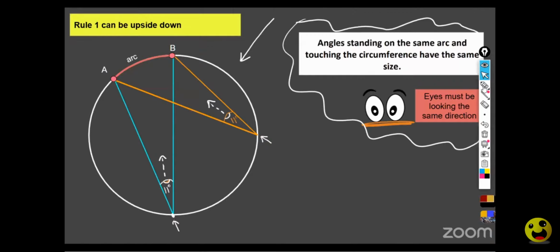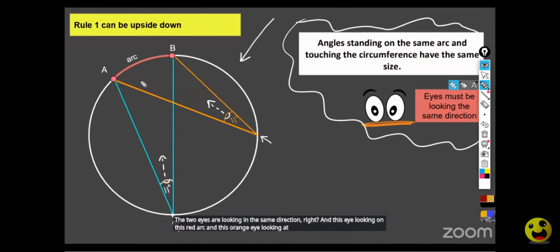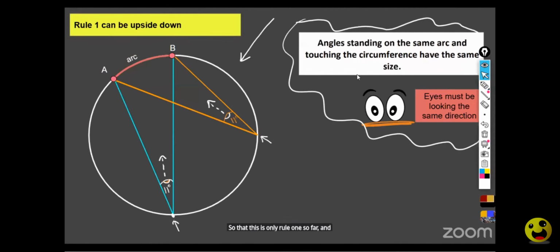The two eyes are looking in the same direction, right? And this eye looking at this red arc and this orange eye looking at this red arc also. Both of them are kind of staring in the same general direction. It doesn't have to be the exact direction, just the same general direction, I guess, right? One's not looking in the opposite directions. So this is only rule 1 so far, and guys, rule 1 will take us a good while to go through all 7 rules. I'm really taking my time for this summer. Like I said, to me, this is the hardest topic to teach in maths. Right?